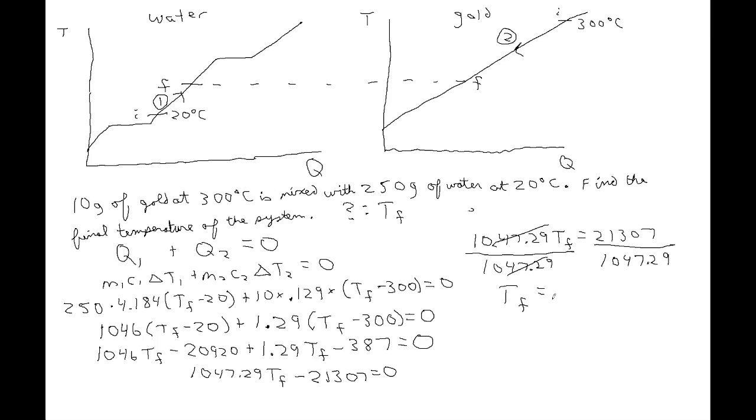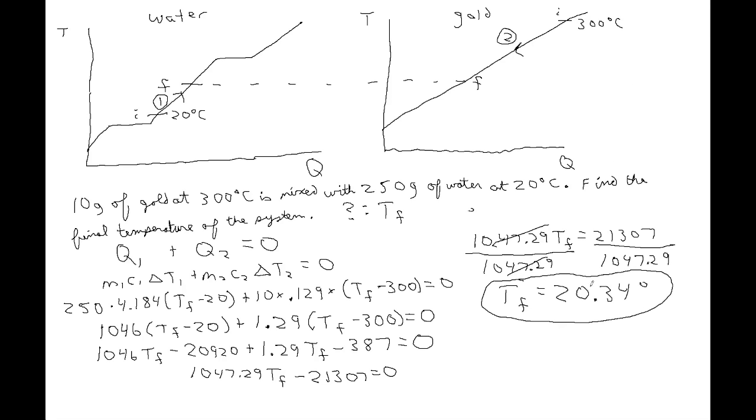And TF is 21,307 divided by 1047.29, which is 20.34 degrees. So that's our answer. That matches our original prediction. Remember that originally we were predicting that the answer would be between 20 and 300, and this did come out to be in that region.